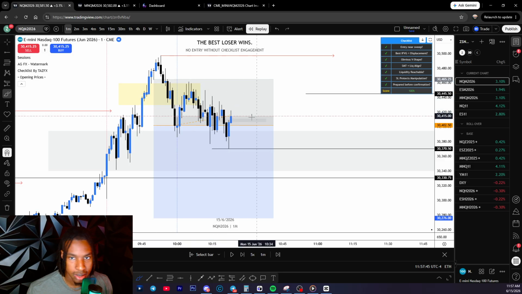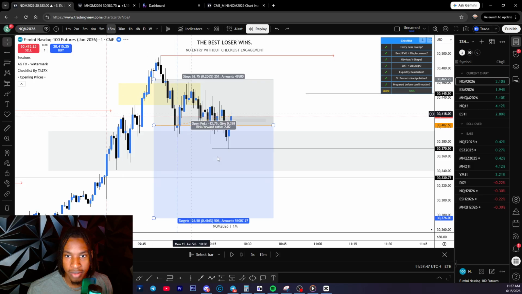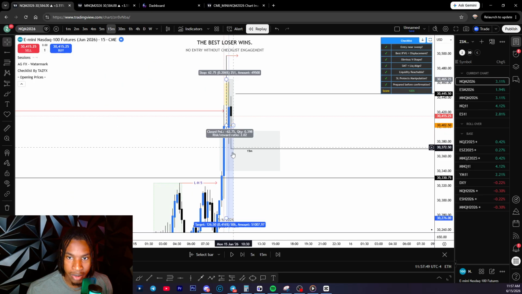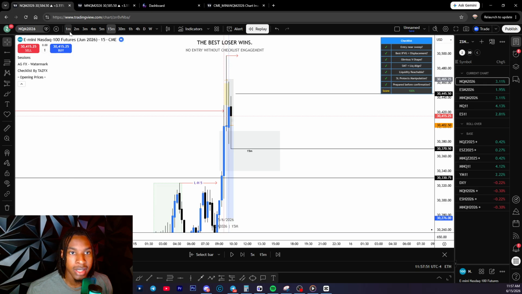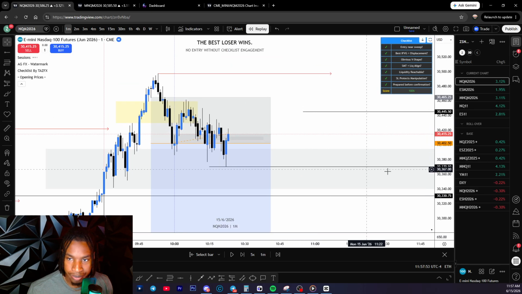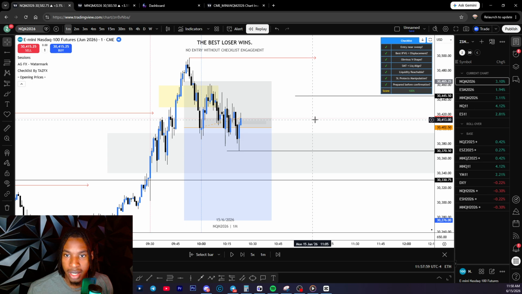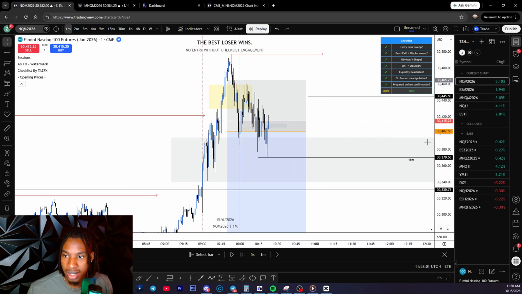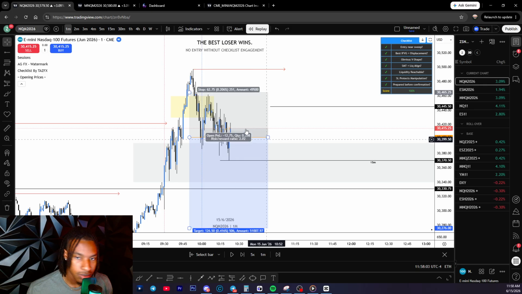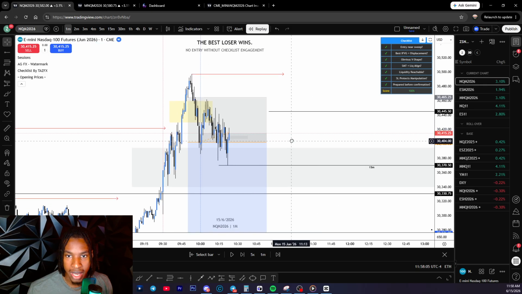We have low resistance liquidity. We are tapping into a 15-minute SIBI. Like, we're respecting it. We're wicking inside of it. And now we're getting this inversion right here. So that's what made me get out of this trade. Yeah. So that's why we got out of this trade. That's why we exited this trade.